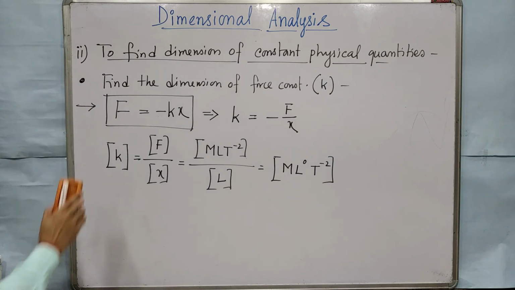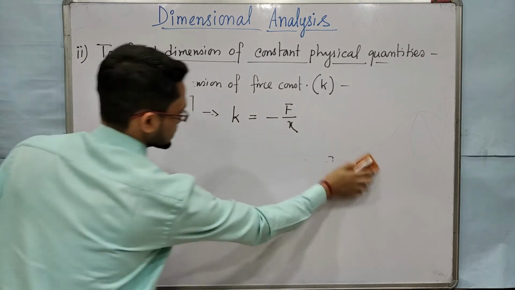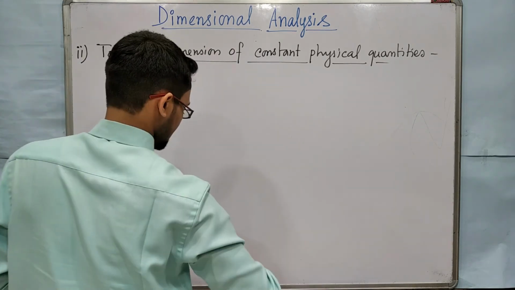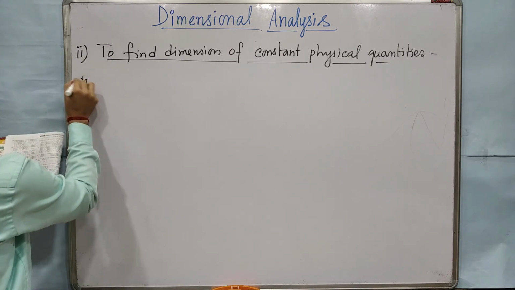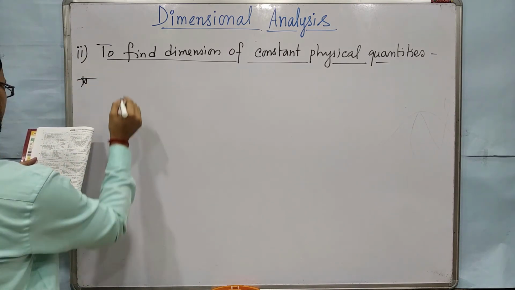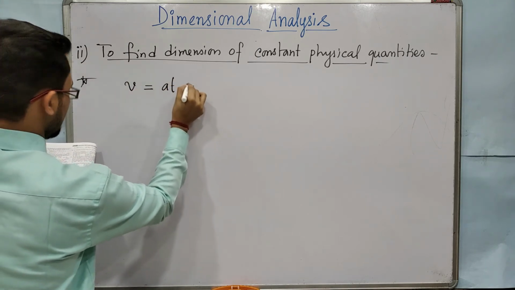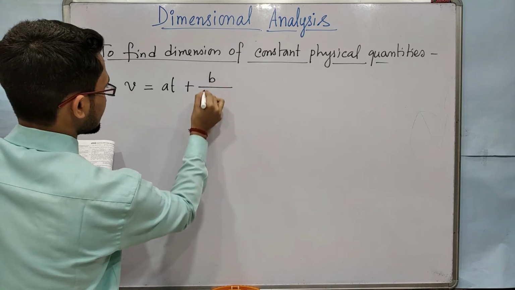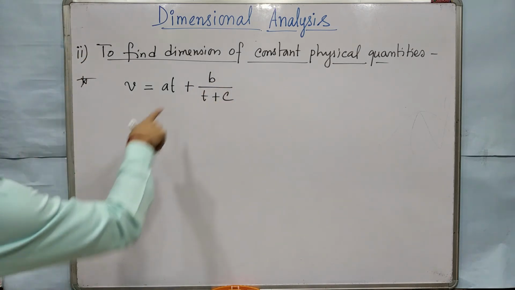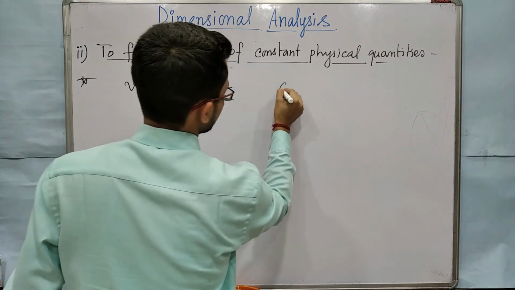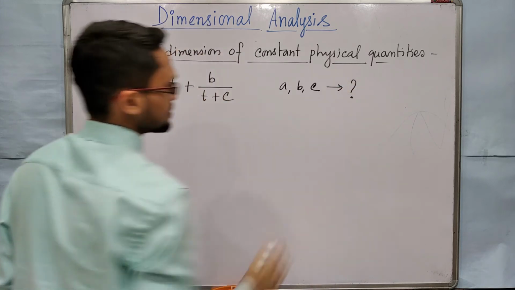Okay, now come to a few questions related to competitive exams. First one for competitive exam. Here one equation is given, that is V equal to AT plus B by T plus C. Here V is velocity, T is time. We have to find the dimension of A, B, C. These three are constants.